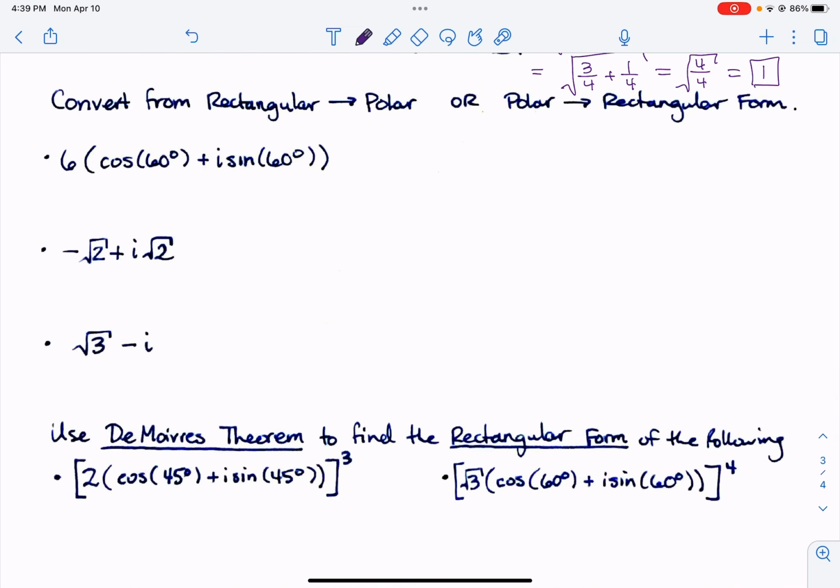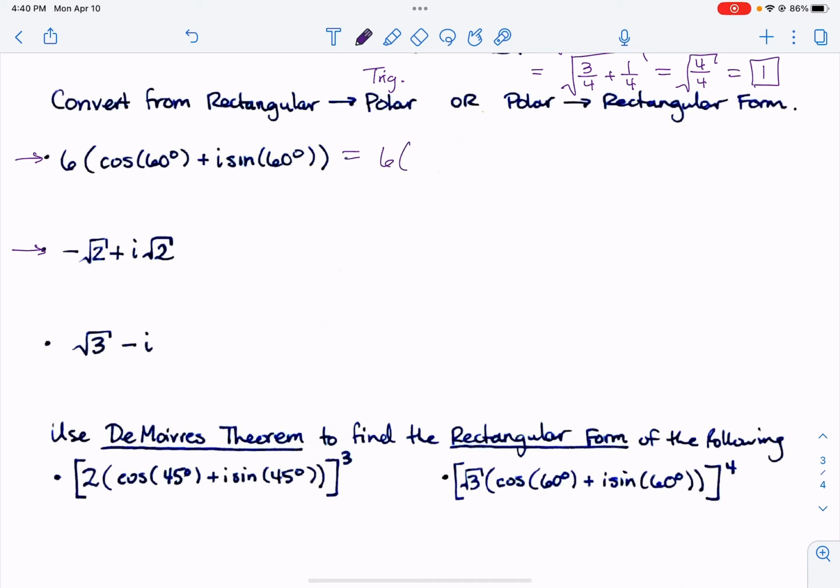And let me do a couple from this page as well. So rectangular, I'll probably do maybe this one and this one here. So this complex number is written in polar form. It's actually easier to go from polar to rectangular. We also called it trig form, right? Trigonometric form. Because all you have to do is evaluate each of these things one by one, and then just distribute the 6 at the end.